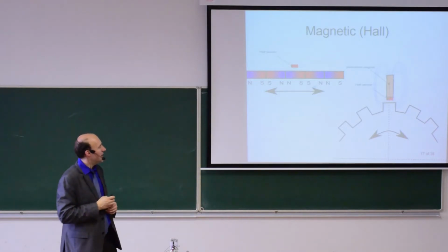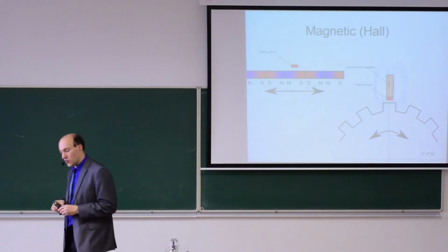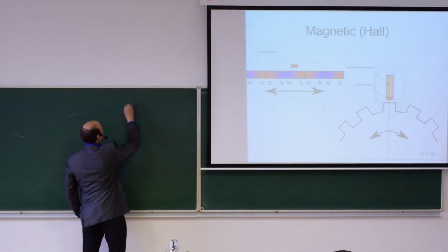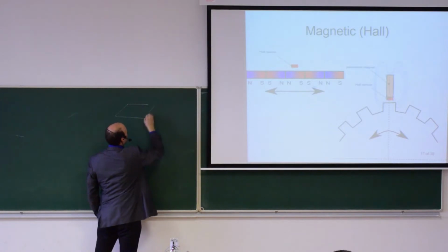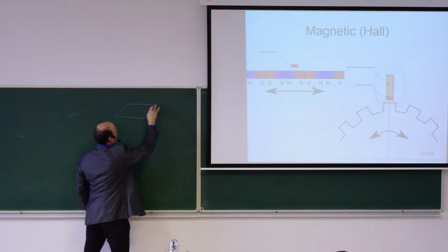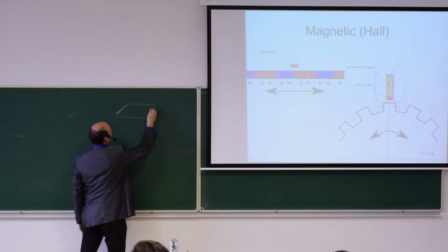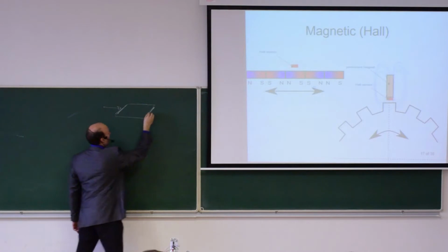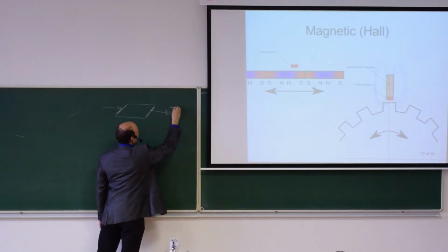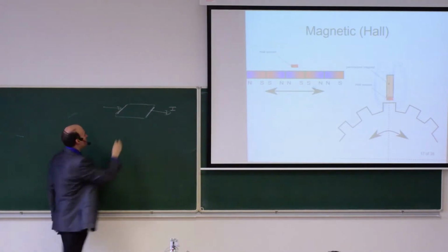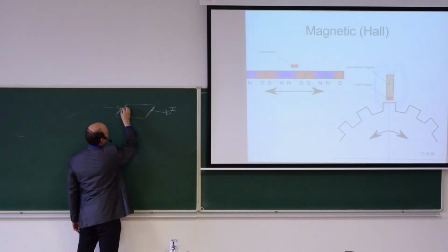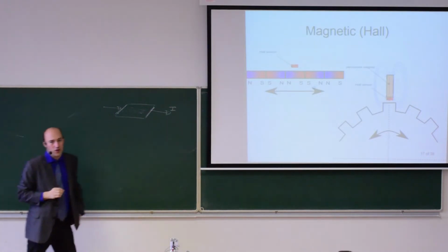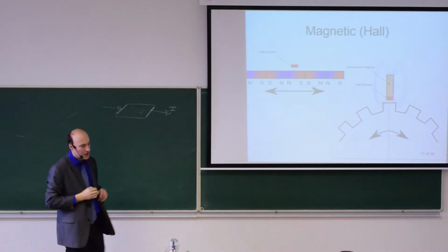And above it is a Hall sensor. A Hall sensor is a sensor for magnetic field. It is a piece of semiconductor material, and here we have two electrodes in this direction, and we pass current through these two electrodes. Here the electrons are moving in this direction, so let's say from left to the right.